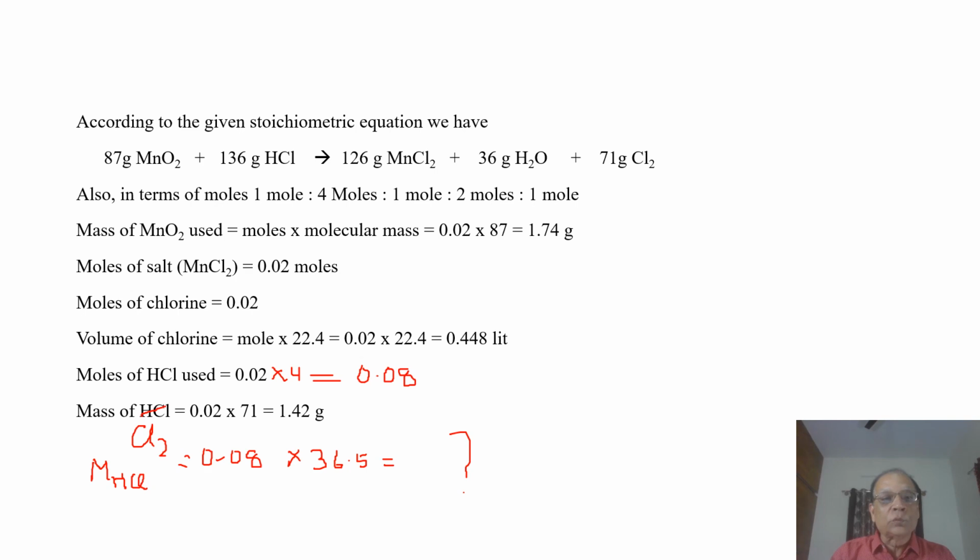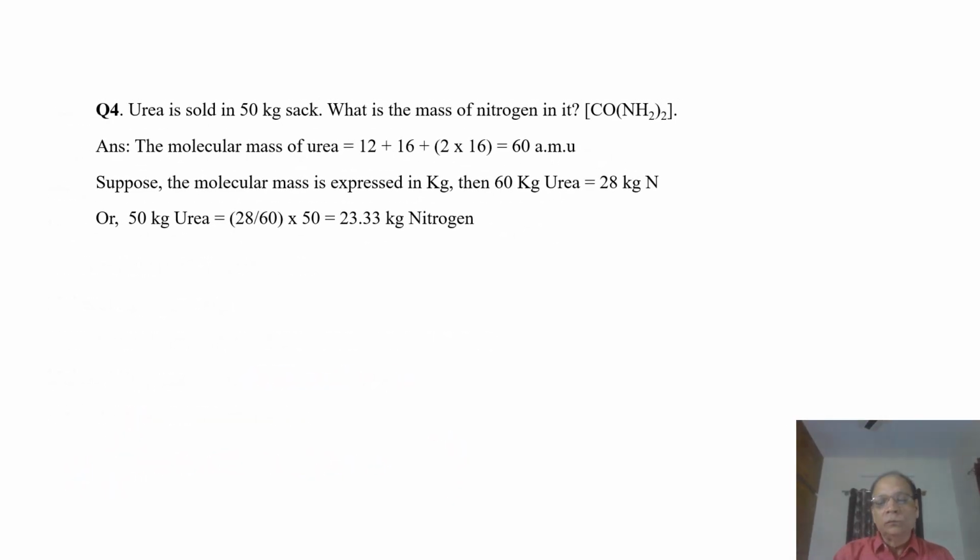We have another question. Question 4. Urea is sold in sacks which can hold 50 kg of urea. What is the mass of nitrogen in it?